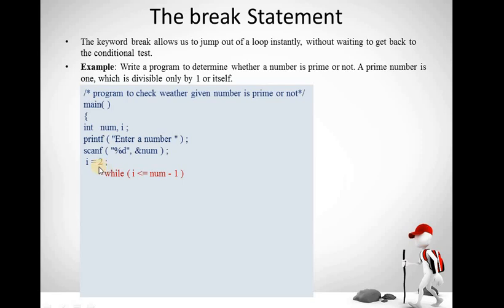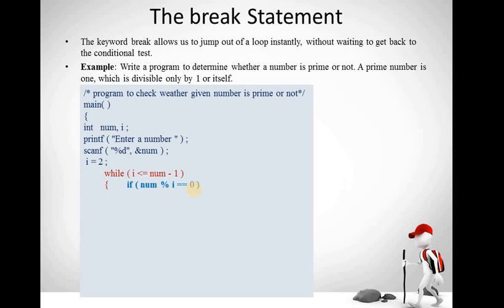That's why I initialized this i with 2. Inside this loop, I have used one if statement. Inside this if, I have put one condition: if num modulo i equals 0. So what does it mean? This means the number is divisible by that particular number. For example, if I say 8 modulo 2, your remainder is 0, so the condition becomes true. If I say 8 modulo 3, you will get remainder 2, and 2 is not equal to 0. That's why the condition becomes false.